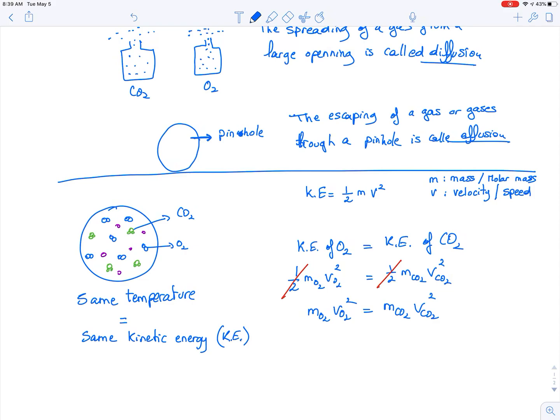Okay. Well, this really means that if the molar mass of oxygen is low, the velocity will be high to maintain this, because the molar mass of carbon dioxide is larger than that of oxygen. And therefore, its velocity will be lower. Let me say that again.